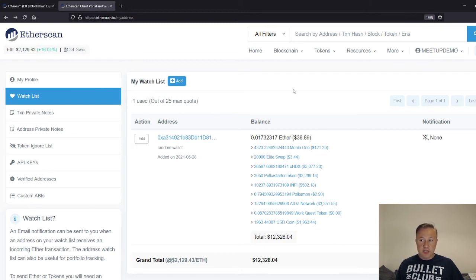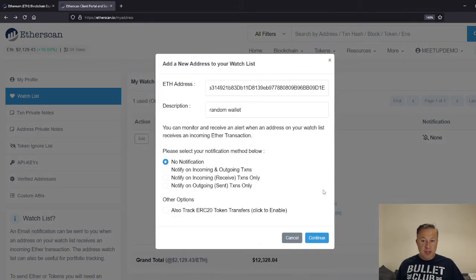So what you'd actually do, and you need to log in. You need to have an account to do this, and it is free to register. But what you would actually do is go into the watch list, and then you can add an Ethereum address to follow. So what you would do with this, and as I said, it's a random wallet, is you can set a notification for any transactions.